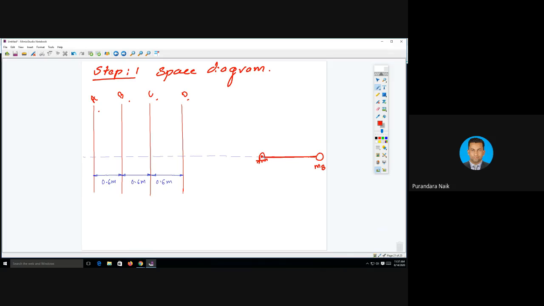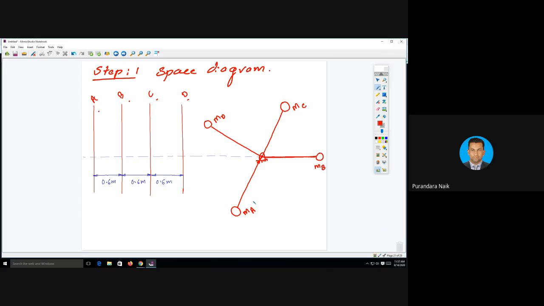Let us draw mass C. Let us take MC. Next, MD somewhere here. You need not measure the angle because the angles are unknown. So this is MD, and we'll show MA somewhere here. So this is MA.